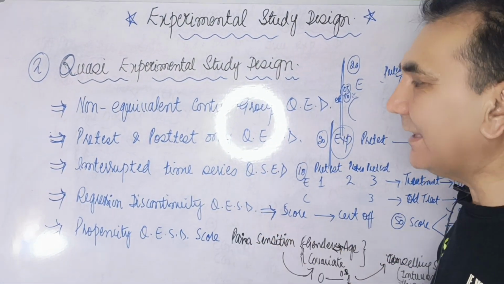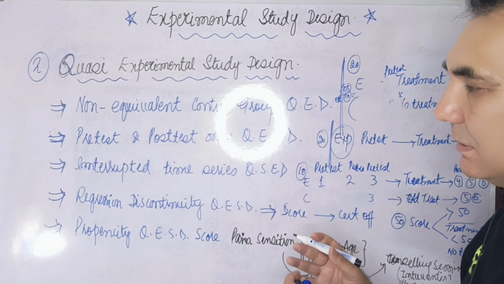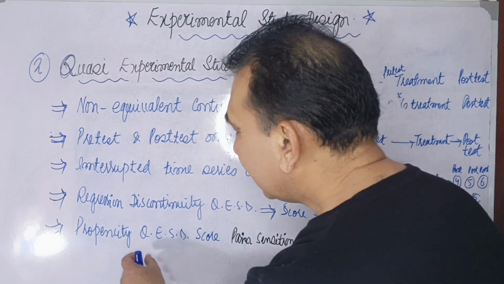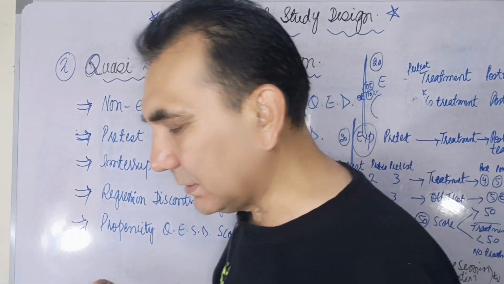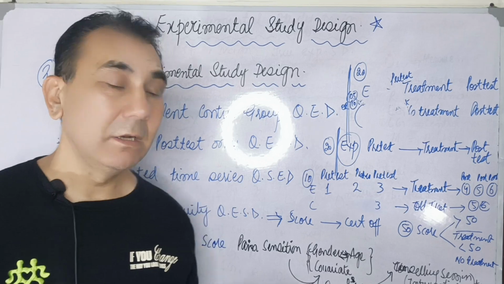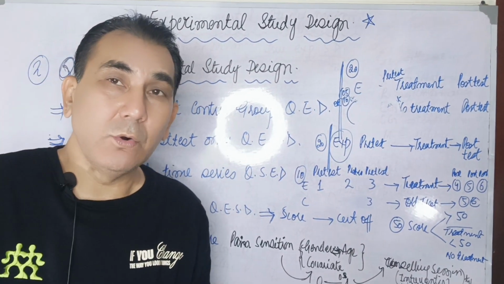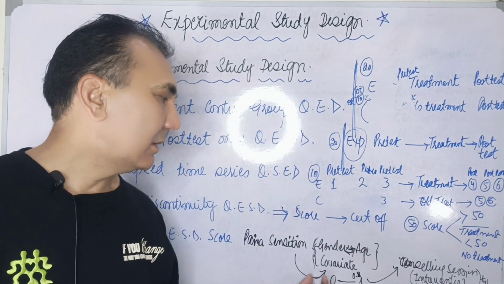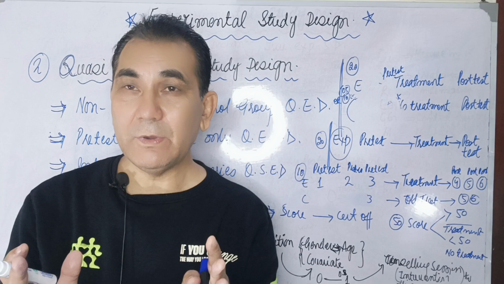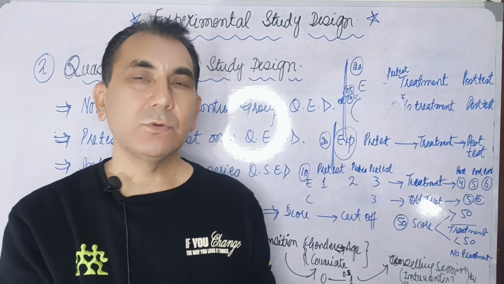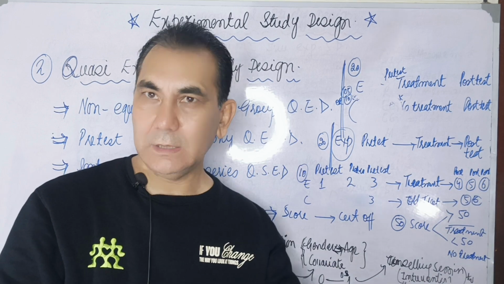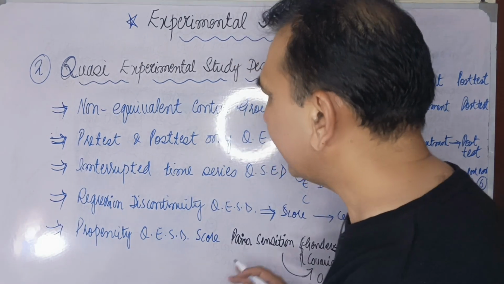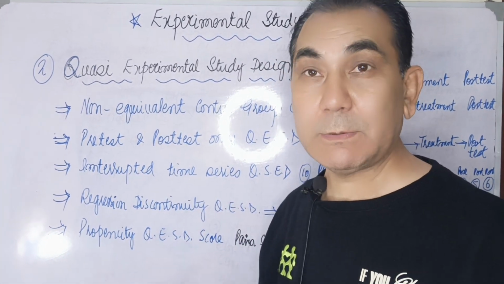So this is another method which is called the propensity quasi-experimental study design, on the basis of which the intervention eligibility criteria are determined by the covariate correlation score. If it comes near to 1, that means these two variables are correlated with each other, so they are eligible to be given the interventions. So I hope in today's lecture, your concept about the quasi-experimental study design is clear.